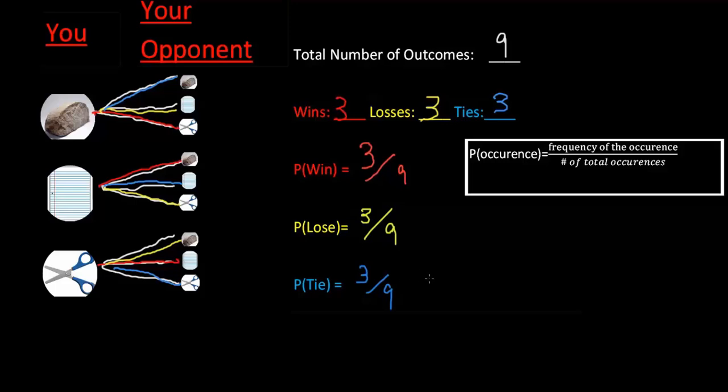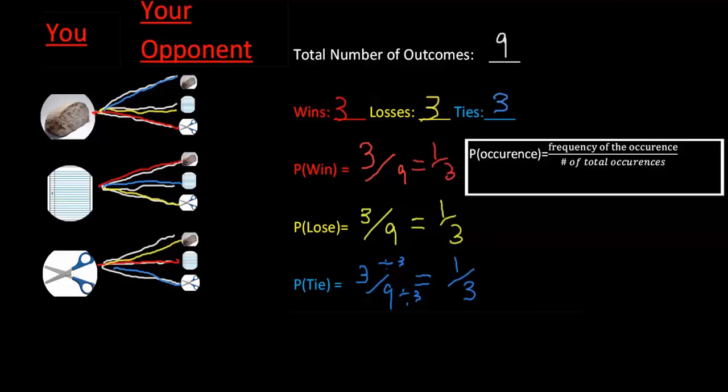One interesting thing with equivalent fractions is that we can write this as 1 over 3. We just divided the numerator and denominator by 3 to get 1/3. And we can do the same for this 3 over 9 and this 3 over 9. So overall, in a game of rock, paper, scissors, we've determined that you have a 1 in 3 chance of winning, a 1 in 3 chance of losing, and a 1 in 3 chance of tying.